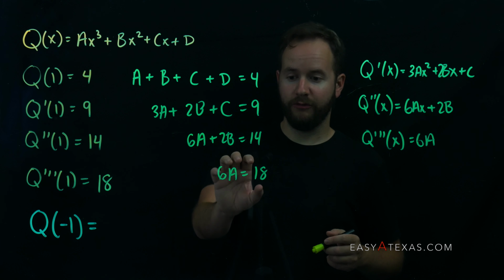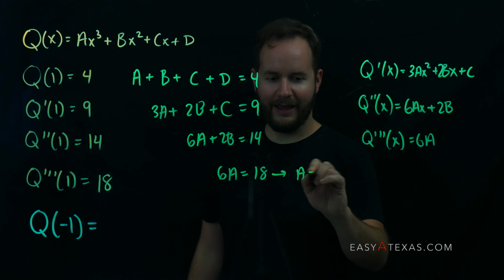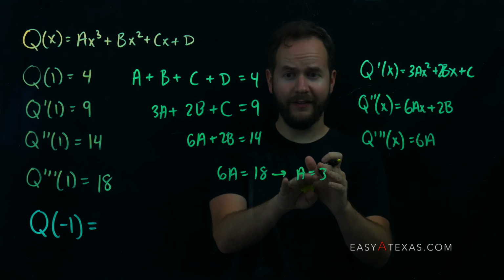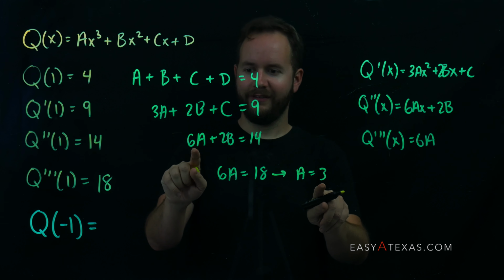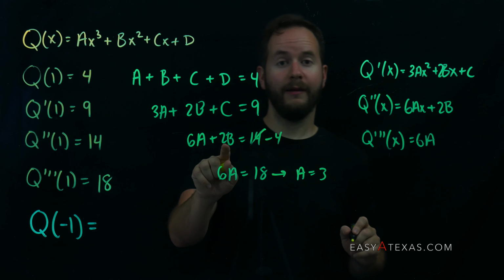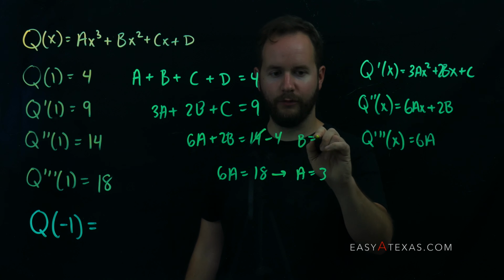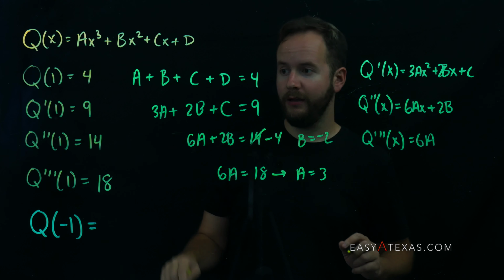Let's start at the very bottom. This should be the easiest one to work with. Here we're told 6a equals 18. That just tells me a is 3. Now I can take this a equals 3, plug it into this equation to find the value of b. 3 times 6 is 18. Subtract that from 14 to get negative 4, and then divide both sides by 2 to tell me that b equals negative 2.